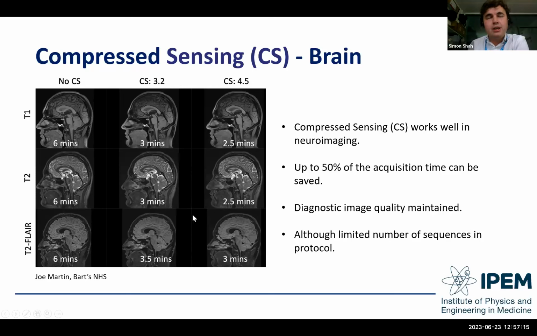But unfortunately, there are very limited sequences. So I'll give an example. In our routine brain protocol, we only run one 3D sequence, and do two if there's contrast given. And that's out of five or seven sequences or so. So whilst it is good at accelerating, it needs to be combined with some of the other acceleration techniques to really have that impact for neuroradiology.